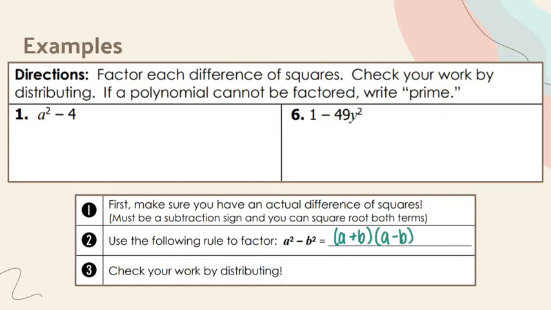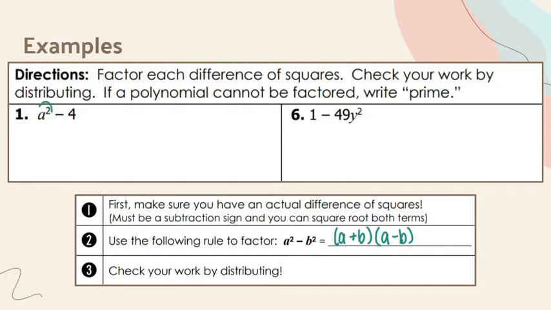And then, so we're going to factor, and then we're going to check our work by distributing. Before we can factor, we have to make sure that we have a subtraction sign and we can square root both terms, because that's the only way that these are actually a difference of squares and we can even use this rule.